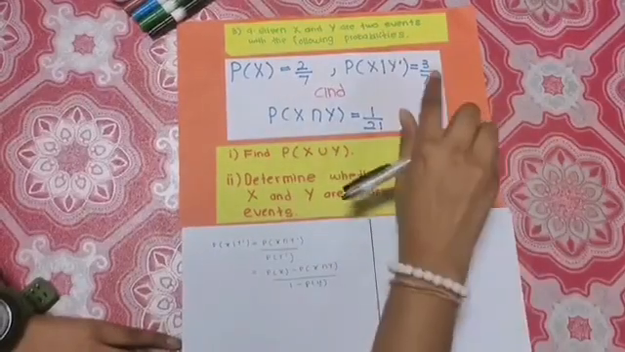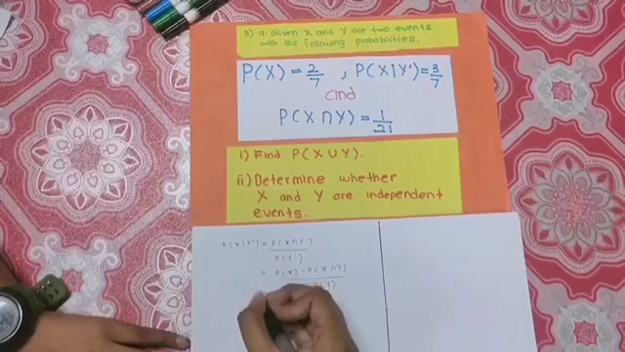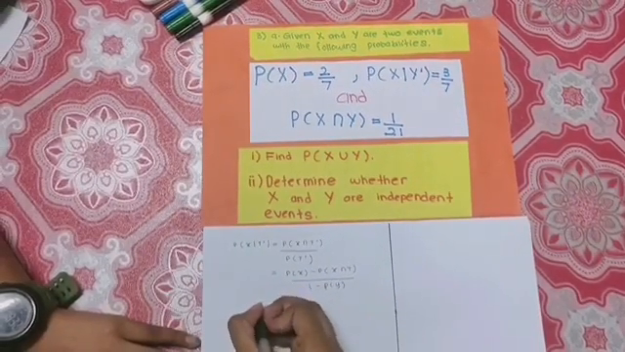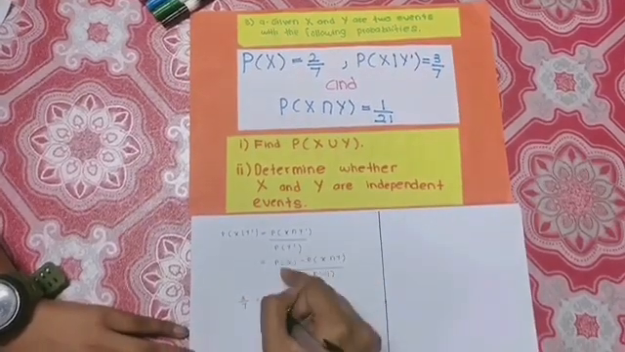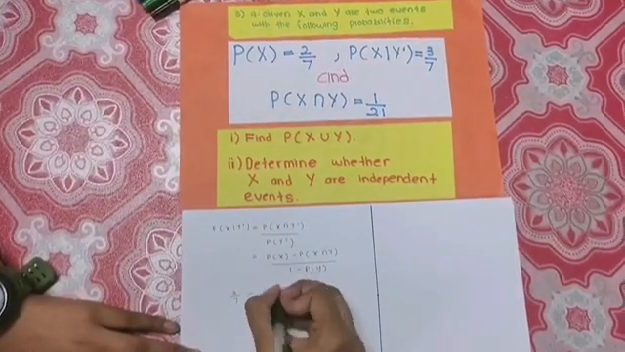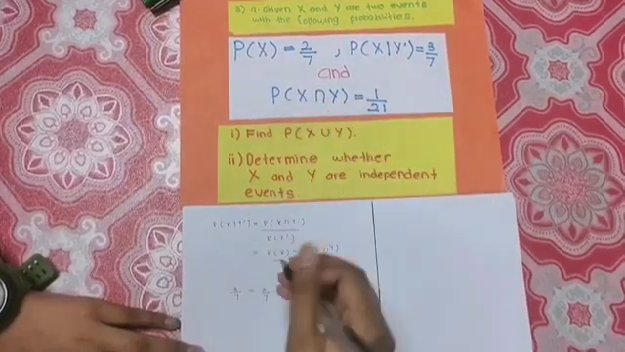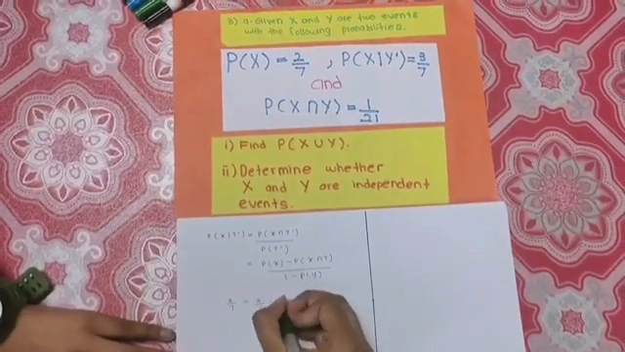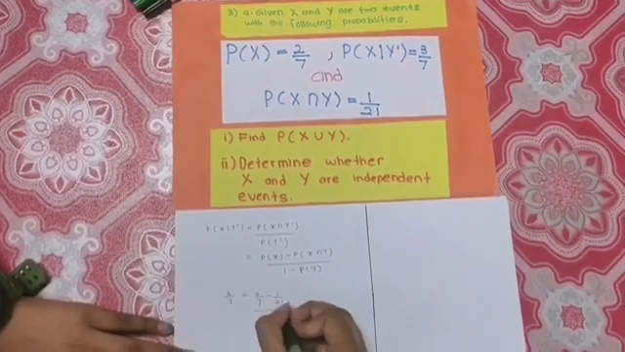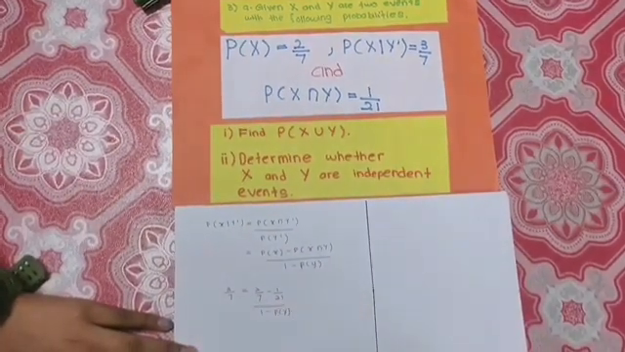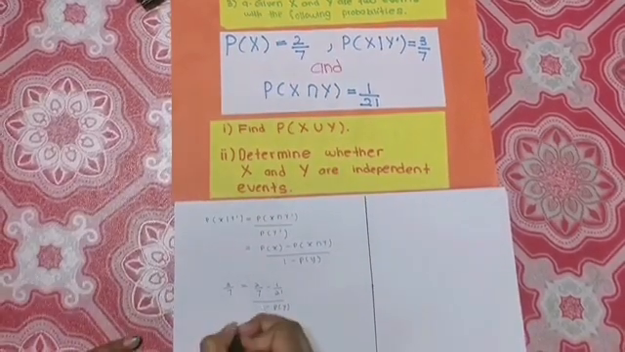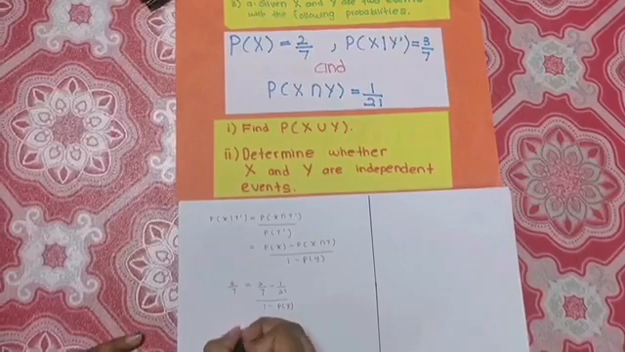Now, based on the given values, probability of x given y prime is 3 over 7, which equals probability of x, 2 over 7, minus probability of x intersect y, 1 over 21, divided by 1 minus probability of y. Now we are going to find the probability of y.